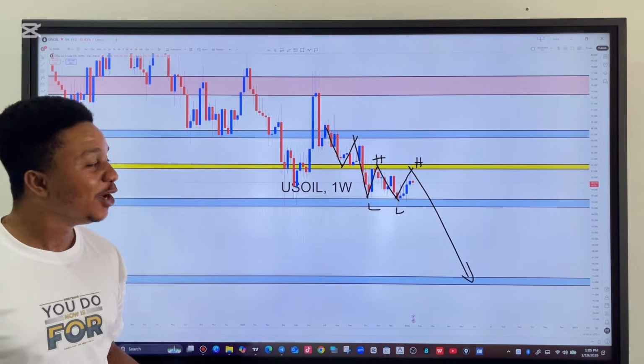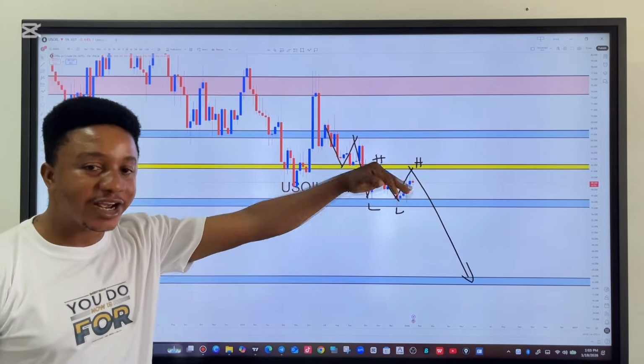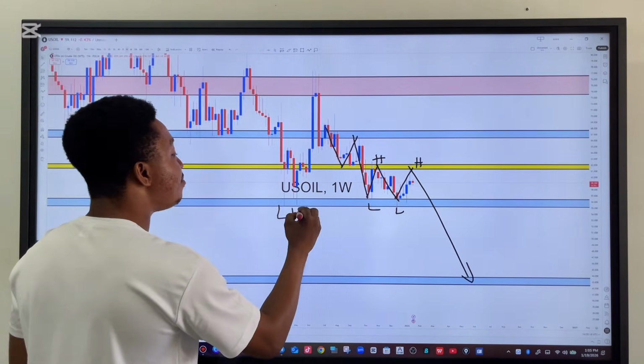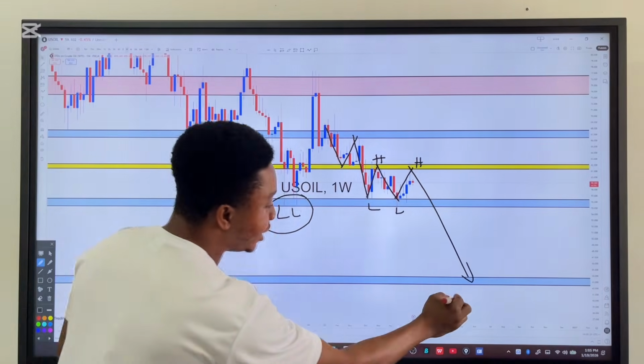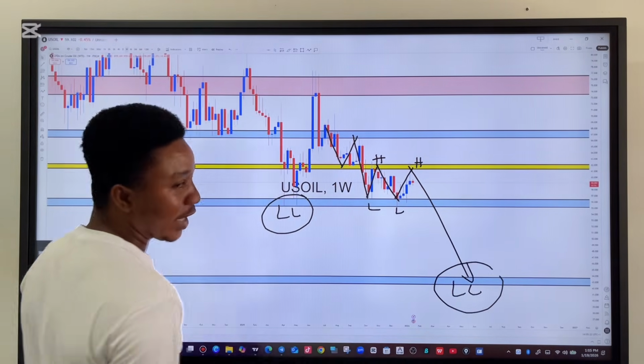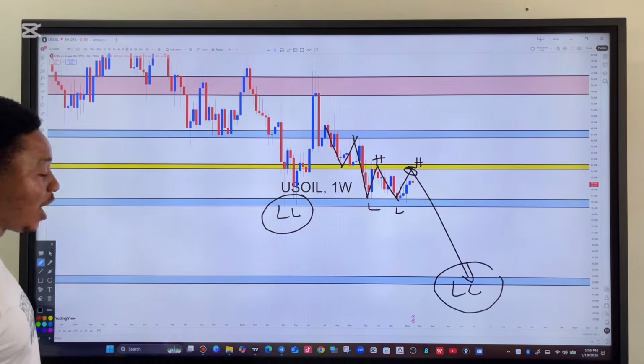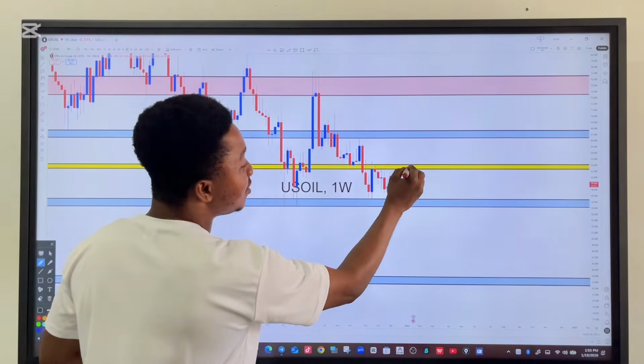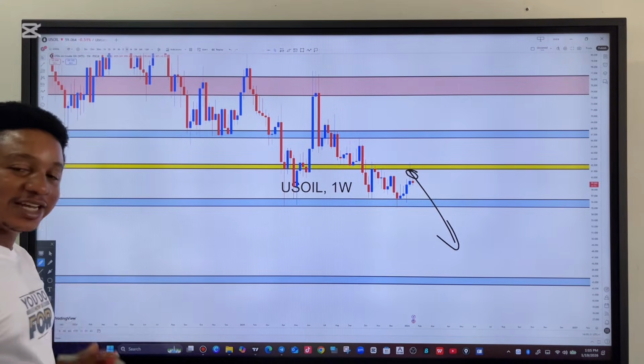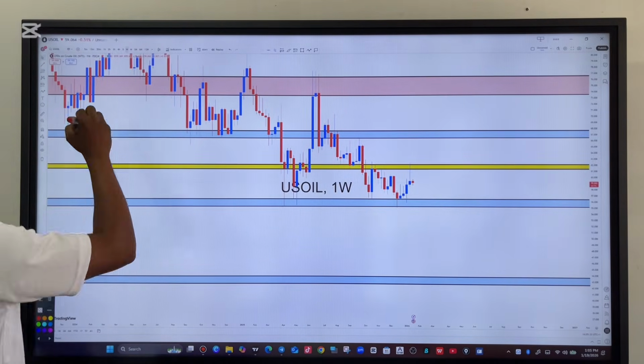So on the weekly, we now understand how we are going to pick the entry for price to break below the monthly lower low to create another monthly lower low below over here. Alright, so we know that we are going to sell from the weekly equal high. So how do we sell from the weekly equal high to the downside? Let's take it again to the daily for another closer look.